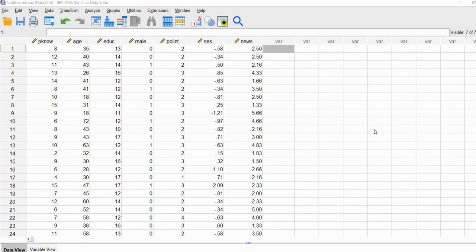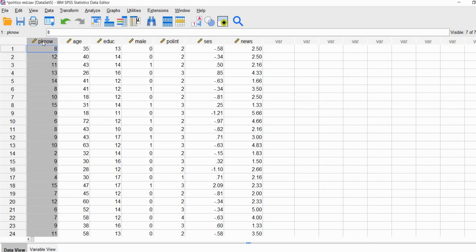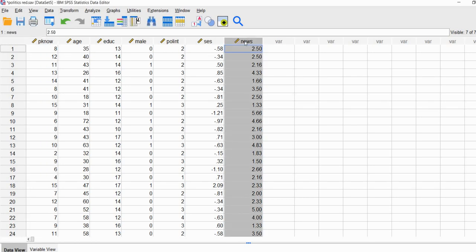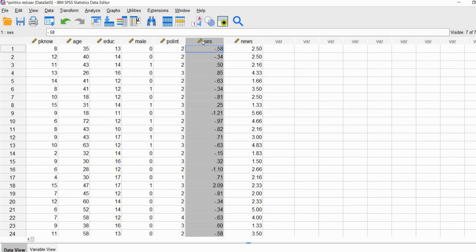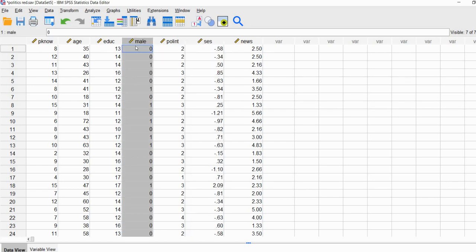Okay, so here we are with the data set, and as you can see, we've got political knowledge. This is going to be our dependent variable. Our focal independent variable is going to be news consumption, and then we have our covariates: age, gender identification, and socioeconomic status. The gender identification variable, just so you know, is dummy coded. A value of 0 indicates a person identifying as female, a 1 indicates a person identifying as male.